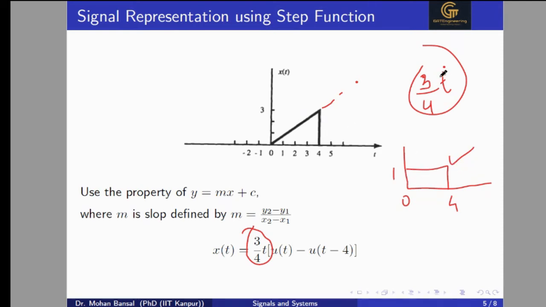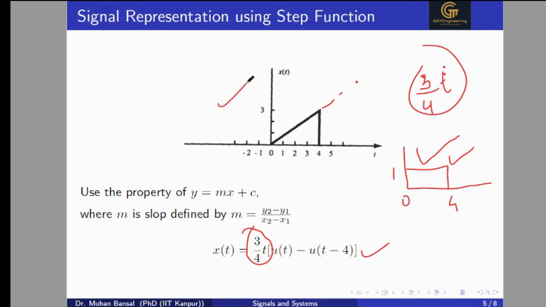Out of this window, 3 by 4 t is multiplied by 0. So we'll get 0 just after t greater than 4. So we'll get signal between 0 and 4. And at t equal to 4, our signal amplitude value will be 3. Just after that, signal value will be 0. So what we are doing? This window signal that we have already seen, we can represent it by u of t minus u of t minus 4. If we multiply it with 3 divided by 4 t, we will get the signal function.